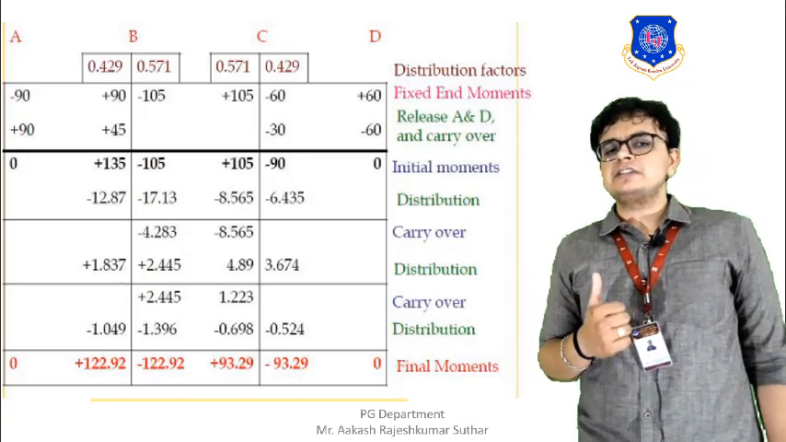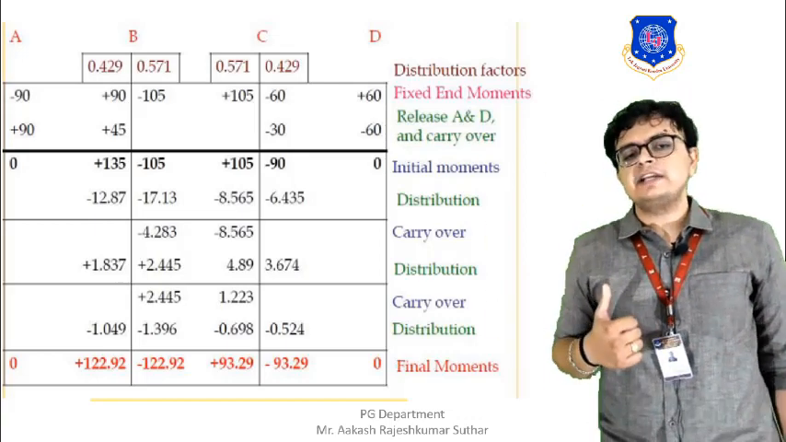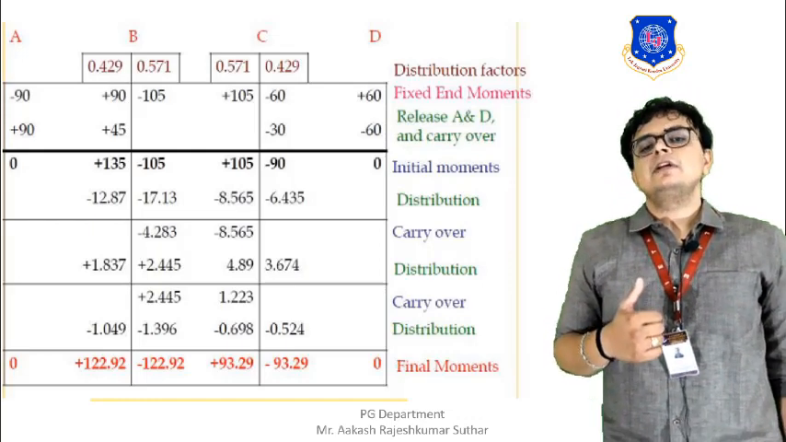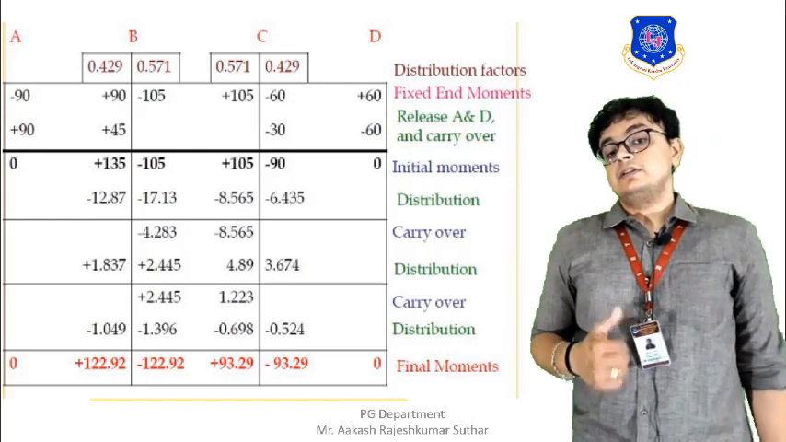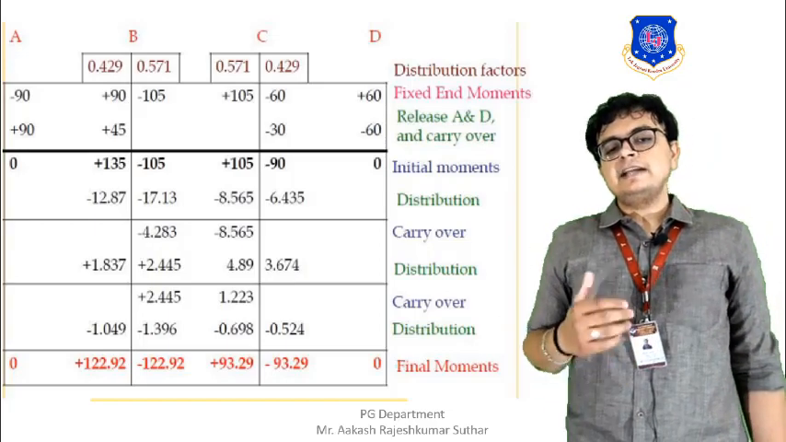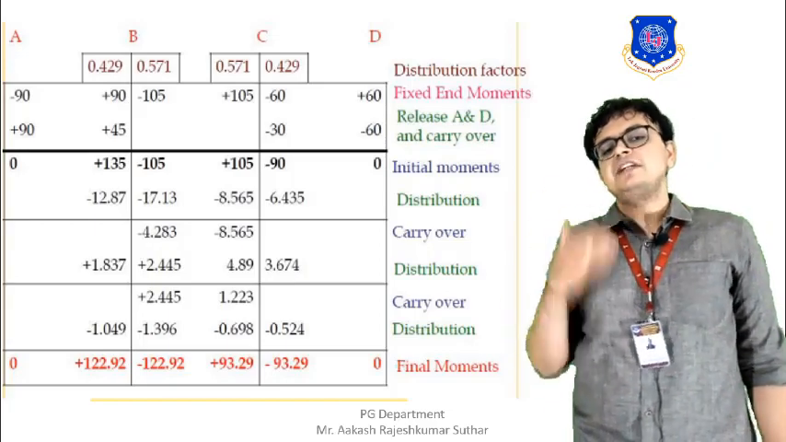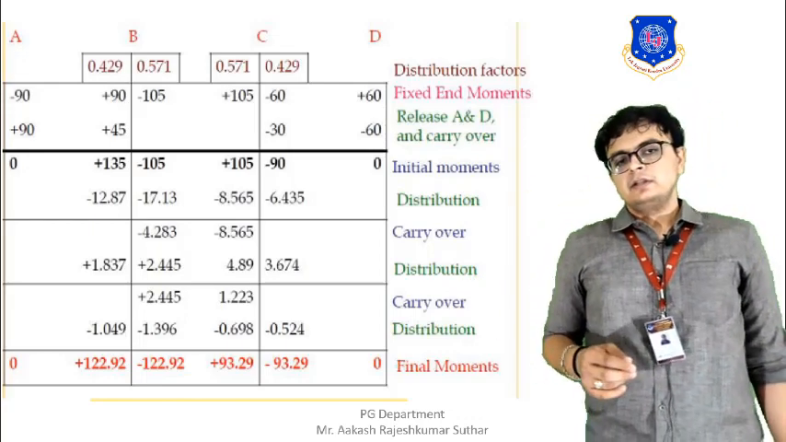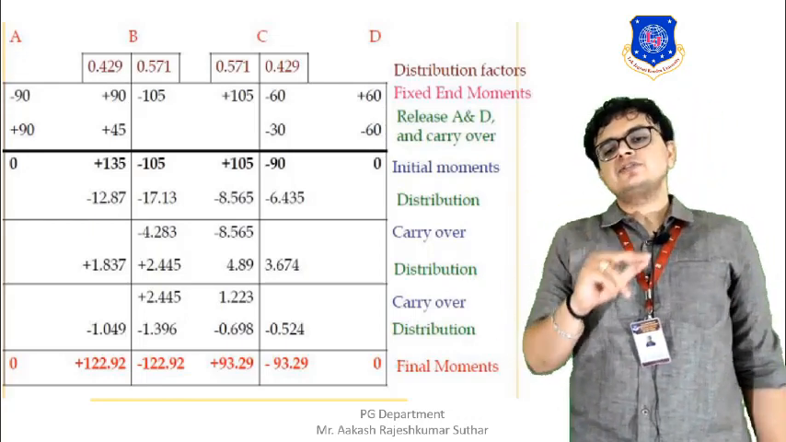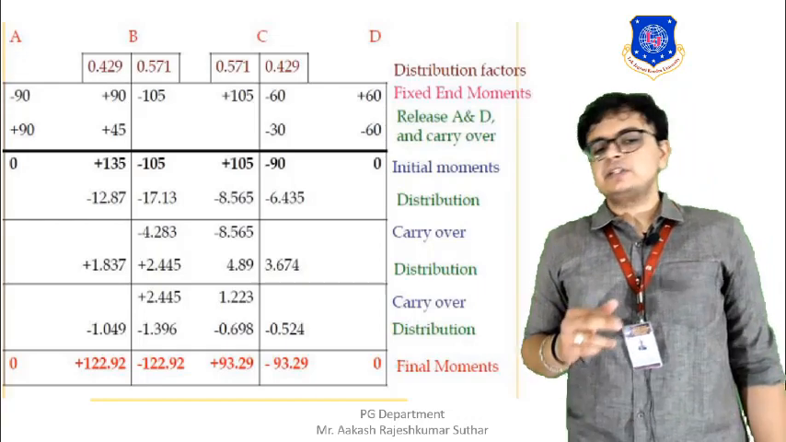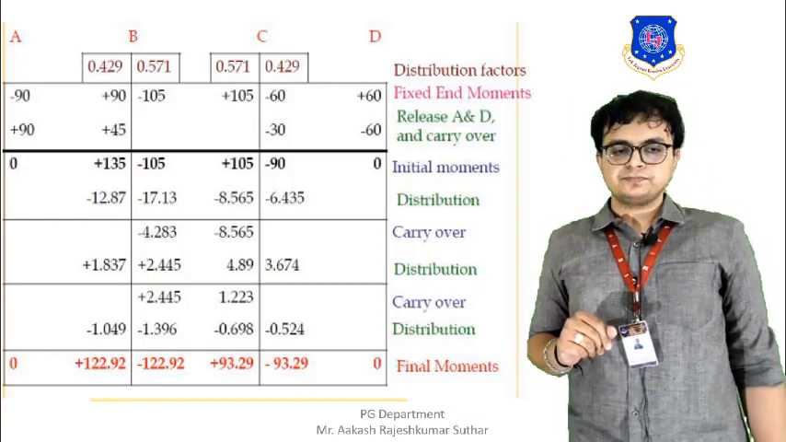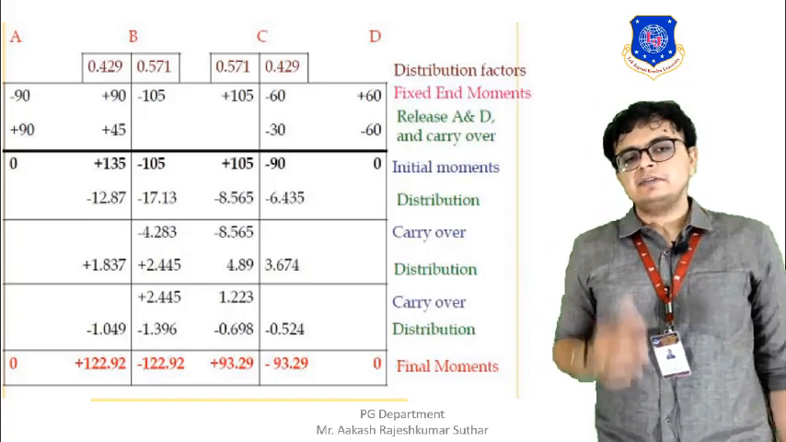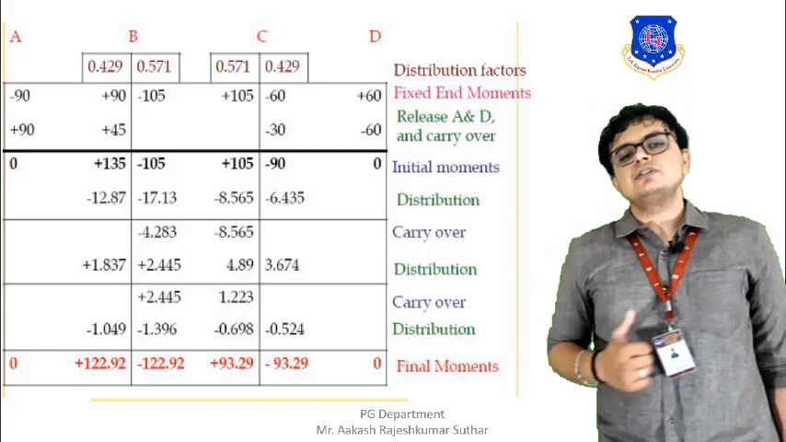Similarly for CB, the distribution bending moment was minus 8.565, so half of it will be minus 4.283, and that will be transferred to BC. So only these two moments will be transferred. After that, whatever value we have got, we have to multiply it with the distribution factor.